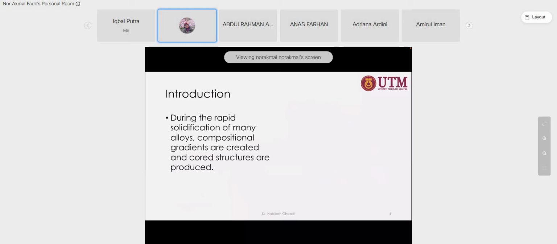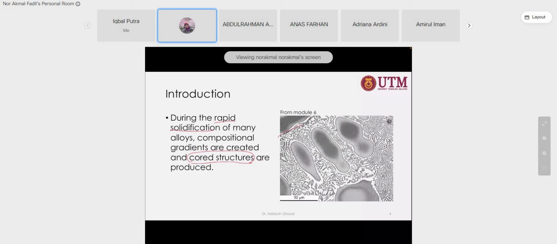Okay, during the rapid solidification of many alloys, what happens is compositional gradients are created and cored structures are produced. Cored structures are produced, meaning that the structure at the surface and the structure at the center are not similar. Okay, like this. This is near the surface. This is at the middle, the center region.